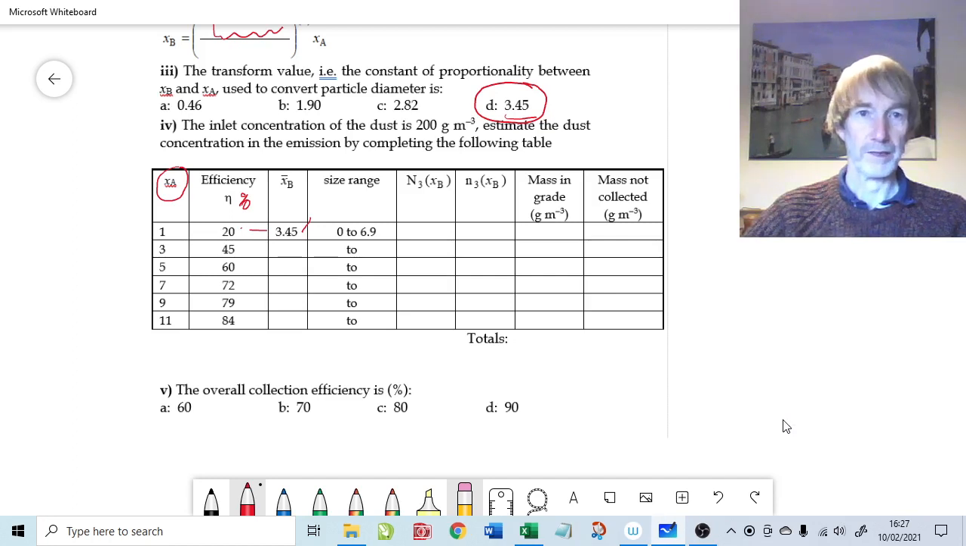So here is our grade, or size range, okay, and 3.45 is halfway between 0 and 6.9. What about the next grade? Well, that will obviously start at 6.9 and go on to twice the value between it and the bottom of the range.